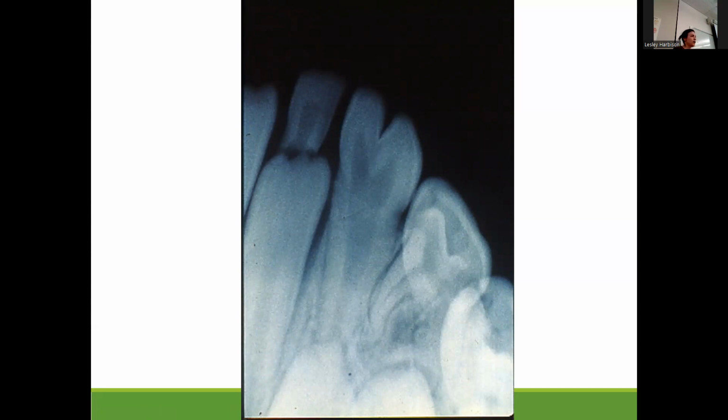And then if there's a picture of something that looks like it's all merged together as one big giant tooth, that's going to be more fusion. If it looks like a tooth trying to separate into two, that's going to be gemination.